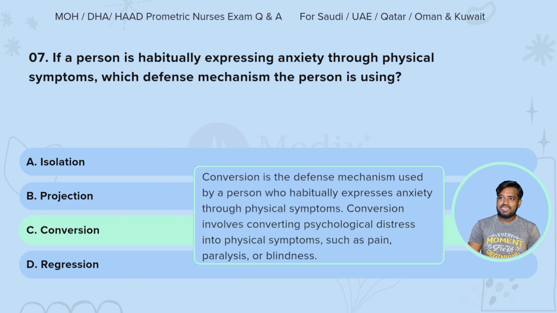The correct answer is C. Conversion is the defense mechanism used by a person habitually expressing anxiety through physical symptoms. Conversion involves converting the psychological distress into physical symptoms such as pain, paralysis, or blindness.